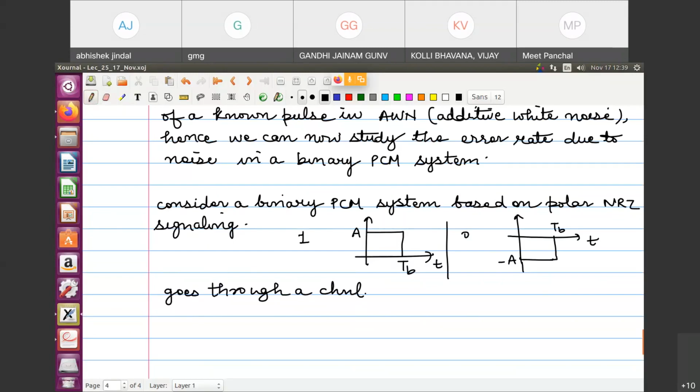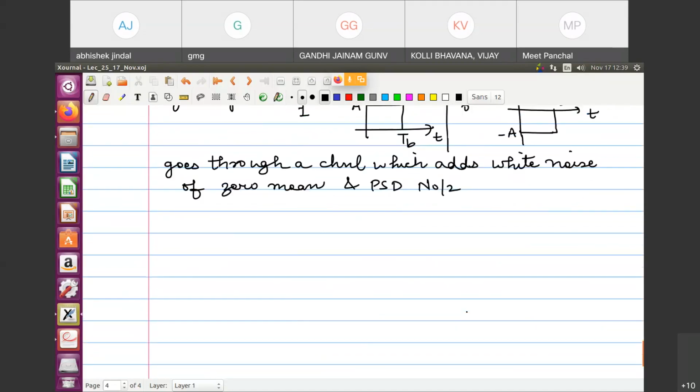a channel which adds white noise of zero mean and power spectral density of N0 by 2. Okay, now this is added to it. Now you will see how to design the system, how to design the receiver. That would be the task basically. Okay, so let us see.